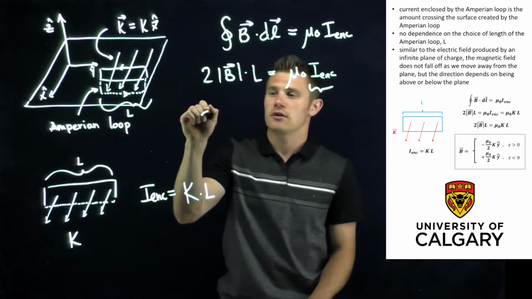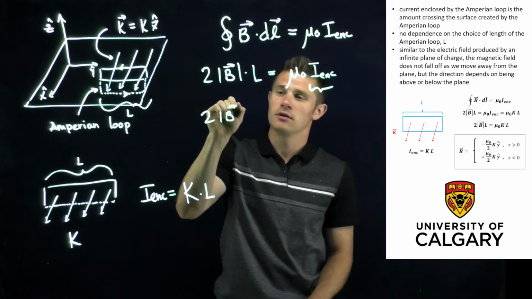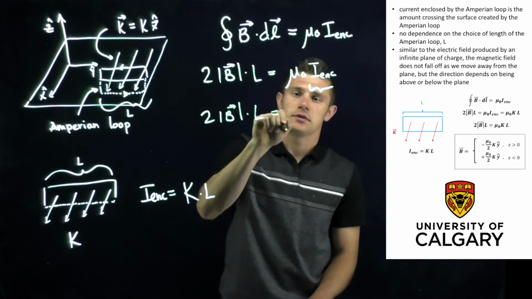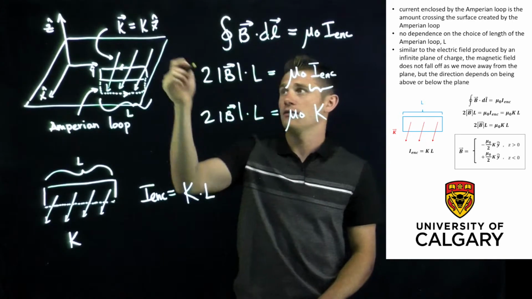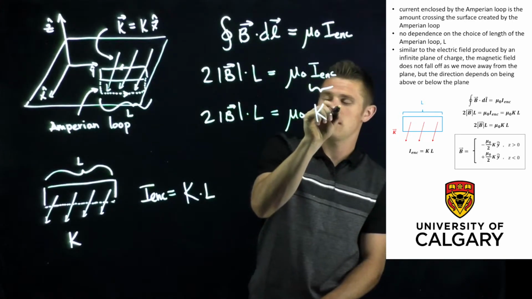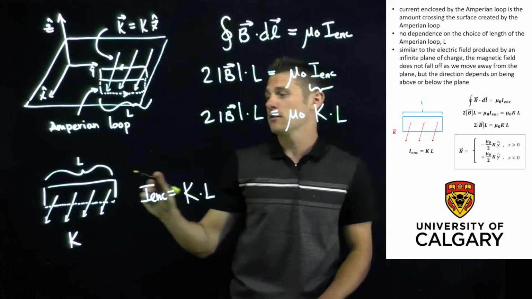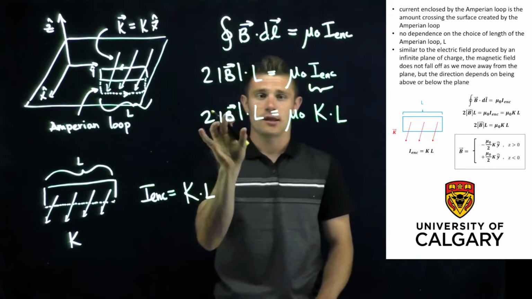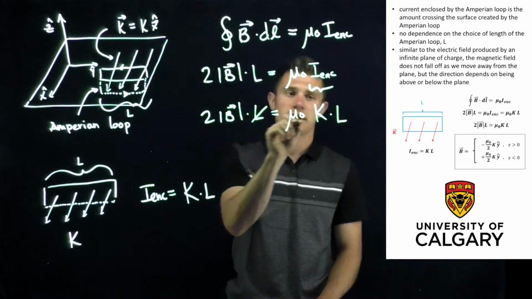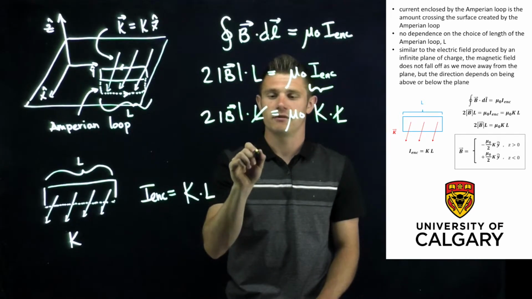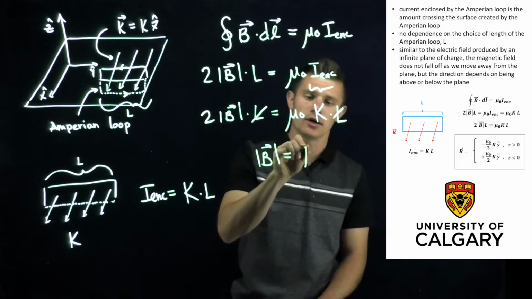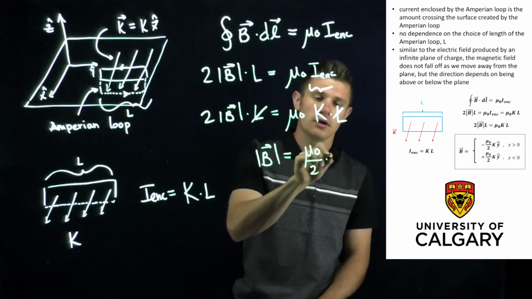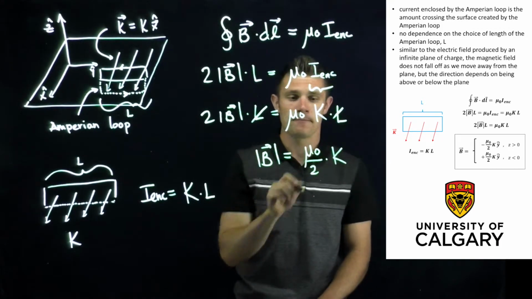So what that means is our equation becomes 2 times B times L is equal to mu naught times K, the magnitude of the sheet current, times L, the length of our Amperian loop. And then if we look at the equation here, of course the L's will cancel, and we can do some algebra to find out what the magnitude of our field is. The magnitude of B is simply mu naught over 2 times our sheet current K.